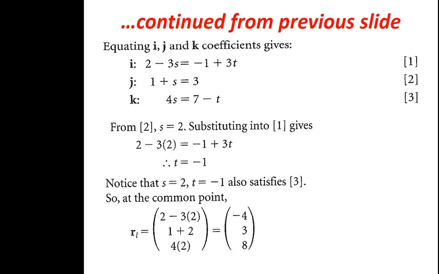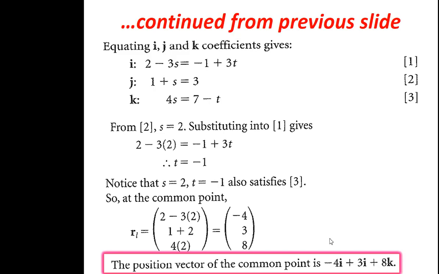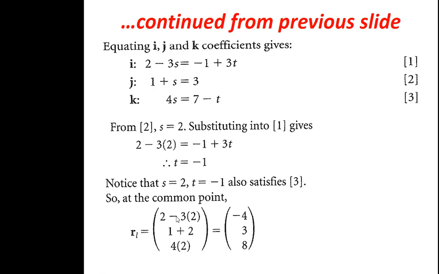So at the common point, 2 minus 3, sorry, where's that coming from? Coming from here. So I'm using this one here. Basically, I've subbed in 2 into here, subbed in 2 here, and 2 here, and that's easy enough.